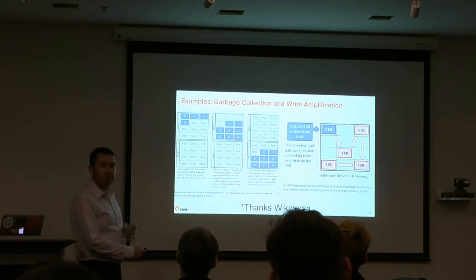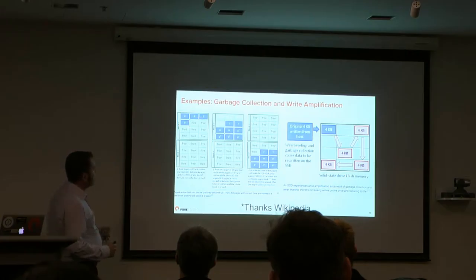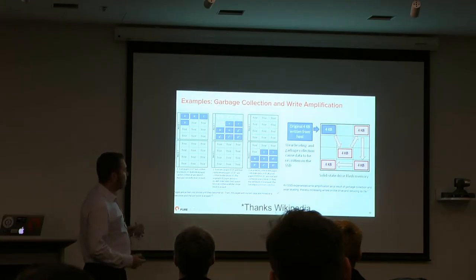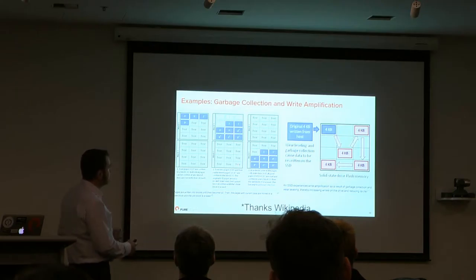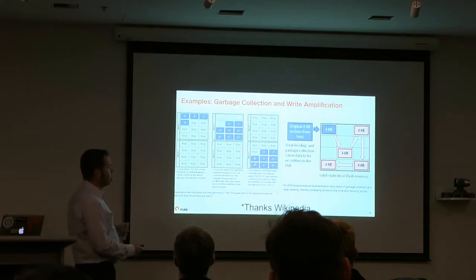I stole this from Wikipedia, but I really wanted to show what garbage collection actually means and how it works. You can see here we've written A, B, C, D into this particular block, and then we've written some new pages, E, F, G, and H, and we've changed the state of A, B, and C. So we've got another version of those A, B, and C, and D there. The idea of garbage collection is a background process. It'll look at this block, see that there's free space available, and write the new data that's unique and required to continue to new free pages on a new block.